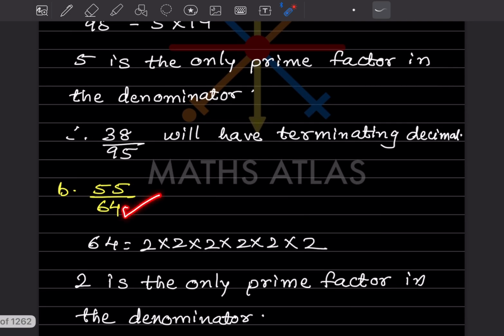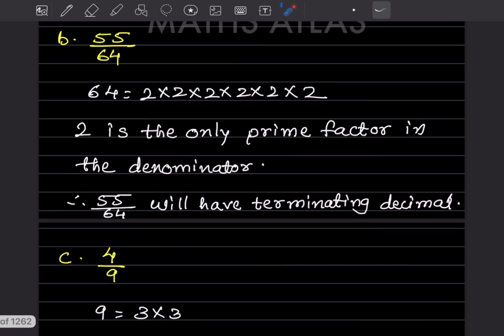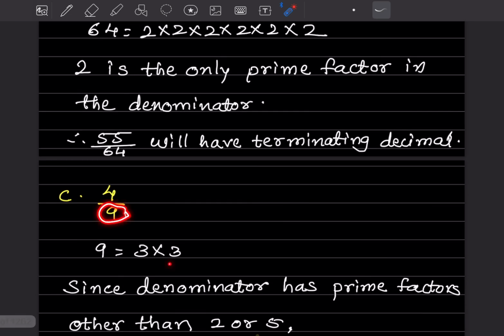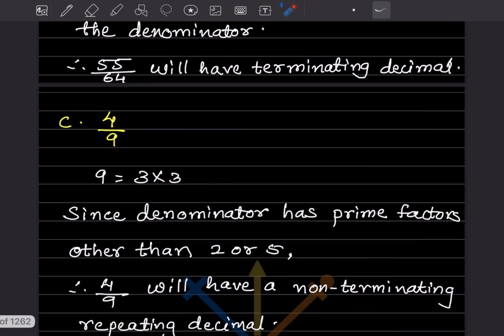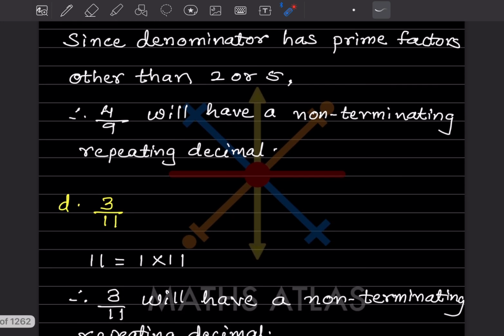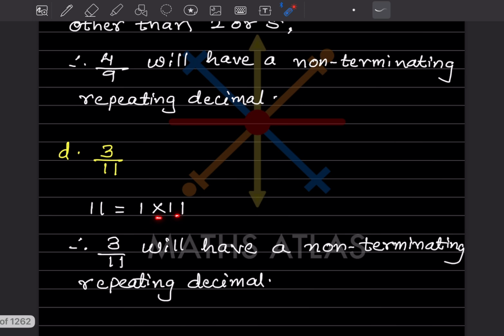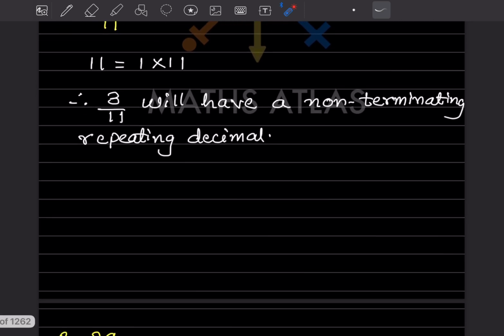Again, here we are going to see for 64. You can see these are the factors. 2 is the only prime factor, so it will again be a terminating decimal. Here you can see this is 3 and 3. We don't have either 2 or 5. So we can say since the denominator has prime numbers other than 2 and 5, it is a non-terminating repeating decimal. Here again 11, so that will be 1 and 11 only. So that is also going to be a non-terminating decimal because we don't have 2s and 5s.